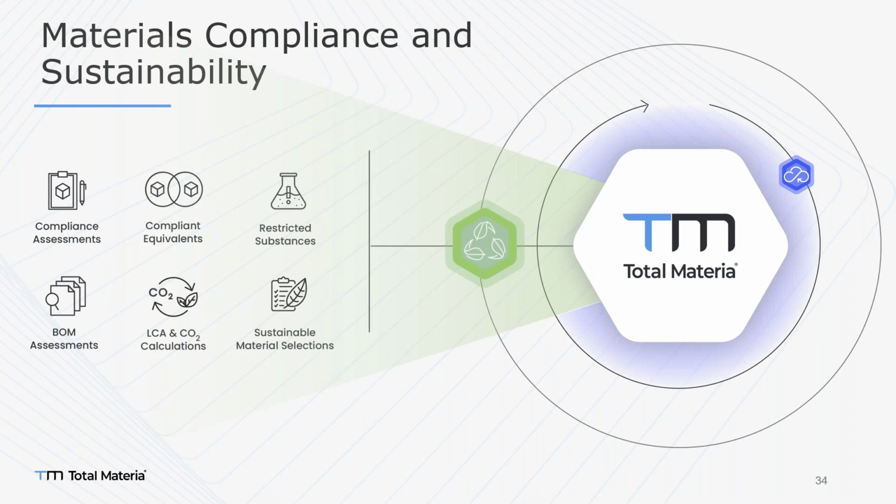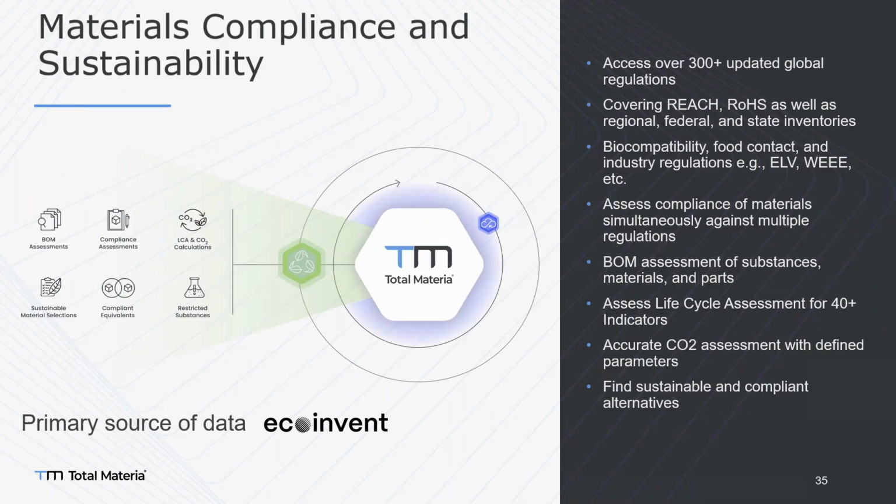Ladies and gentlemen, I introduce you Green Line. Primary source of data is coming from Ecoinvent, which I believe all of you guys know, and accessing over 300 updated global regulations covering REACH, RoHS, as well as regional, federal, and state inventories, biocompatibility, food contact, and industry regulations.